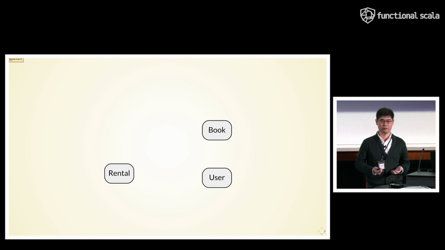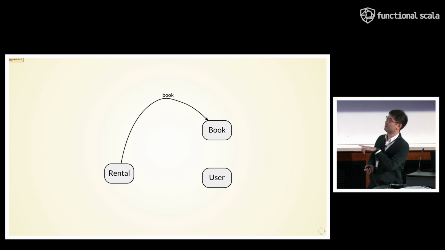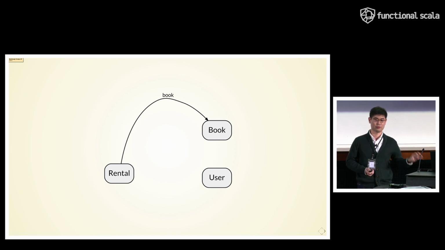So for example, if you have a rental, you would have an associated book. You would have a single book if you have a rental. So that's an arrow going from a rental to a book, like this. How about the reverse? If you have a book, can you have a rental? Well, it turns out there are two ways to get a rental out of a book.